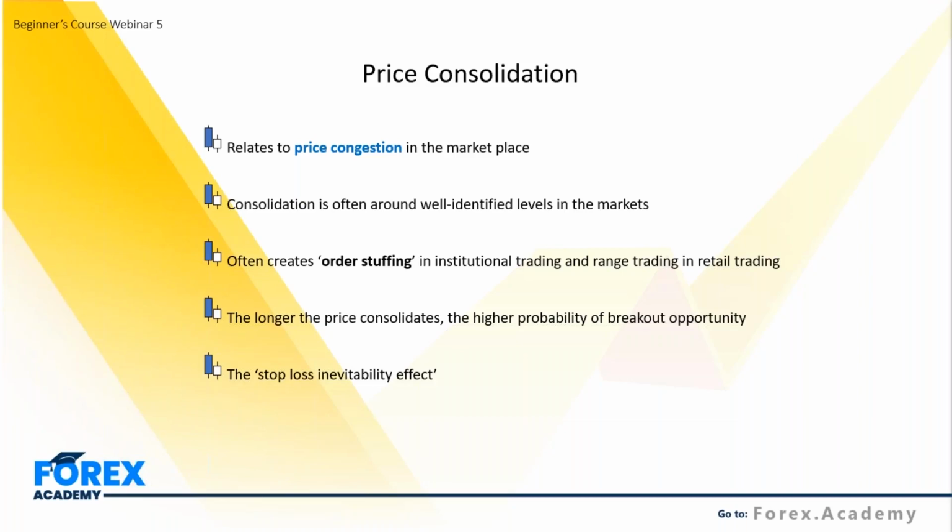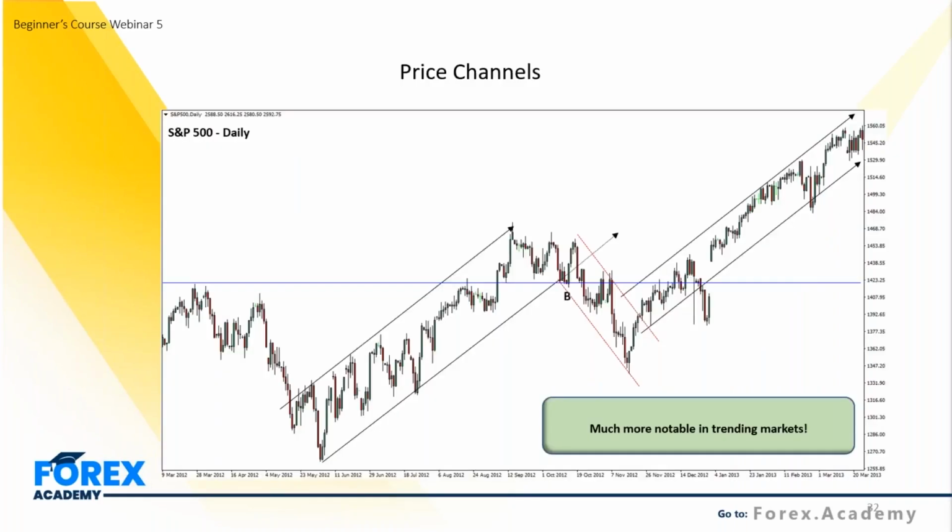The longer the price consolidates, the higher the probability of a breakout opportunity, and the stop loss inevitability effect is what, of course, can cause the breakout. So this order stuffing creates a lot of buying and selling both in and around the ranges of the market. When that breaks down, we can see all of these stop losses go off and causing a breakout to one particular side. So it does provide many different effective trading opportunities both during the level of price consolidation and after, and that is of key importance to trade these market structures.